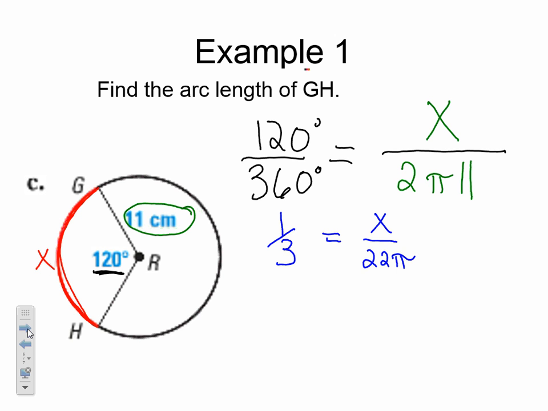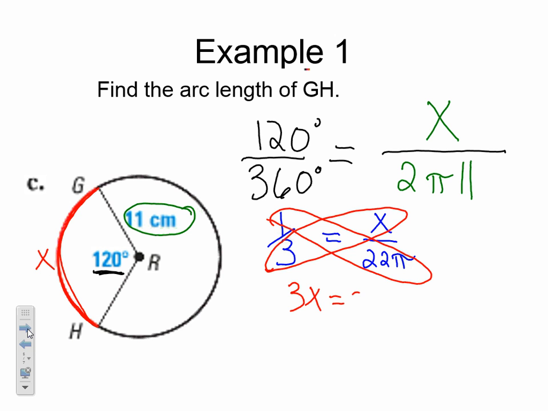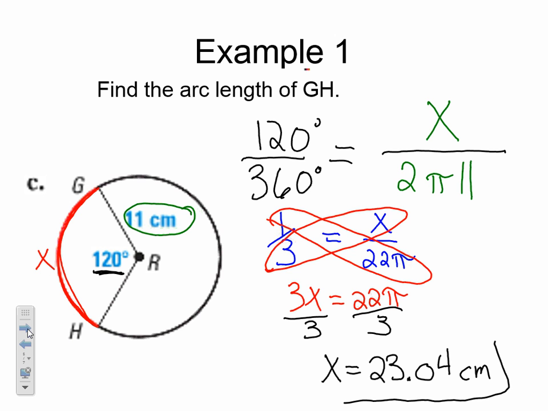Once I get this far, ladies and gentlemen, we're just going to cross multiply. So we're going to take 1 times this and 3 times x. So I get 3x equals 22 pi. To solve this, I'm going to divide both sides by 3. In your calculator, do 22 pi, like the actual pi symbol, and then divide by 3, and x equals 23.04 centimeters. All right? That is our arc length. That's how far it is from G to H.